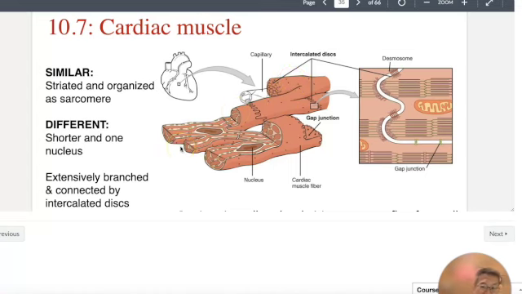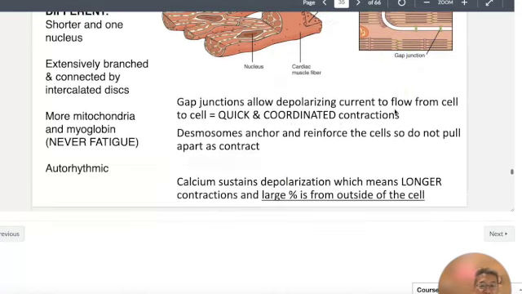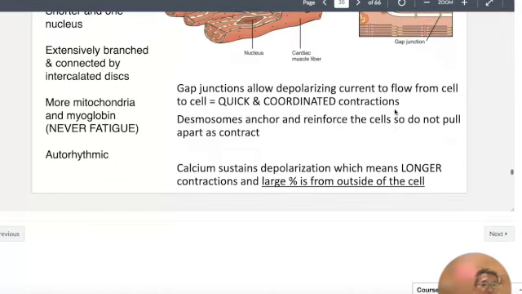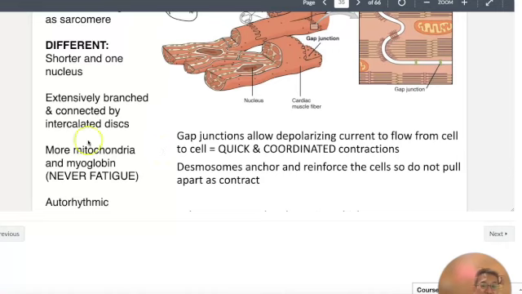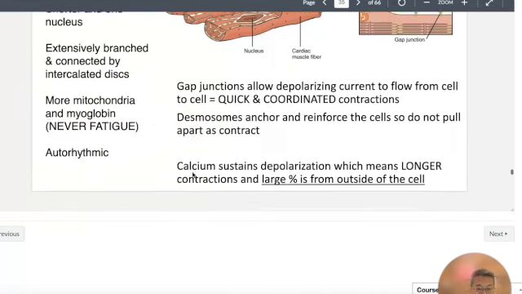The intercalated disc helps the action potential go from one area to another. It has gap junctions for the action potential to pass through. It's got desmosomes to anchor them. And one of the things about cardiac muscle, remember this one, it never fatigues. Your heart cannot stop pumping.